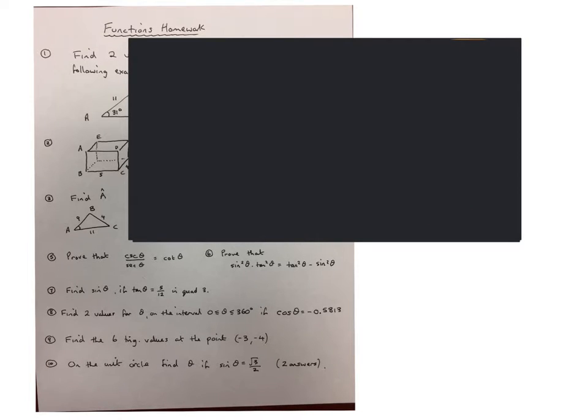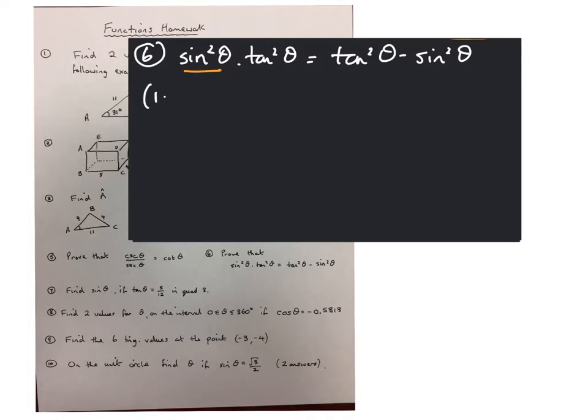Question 6. Got to prove it again. We've got sine squared times tan squared, and we've got to prove that that equals tan squared theta minus sine squared theta. Not easy, this one. Well, we know that this is 1 minus cos squared.